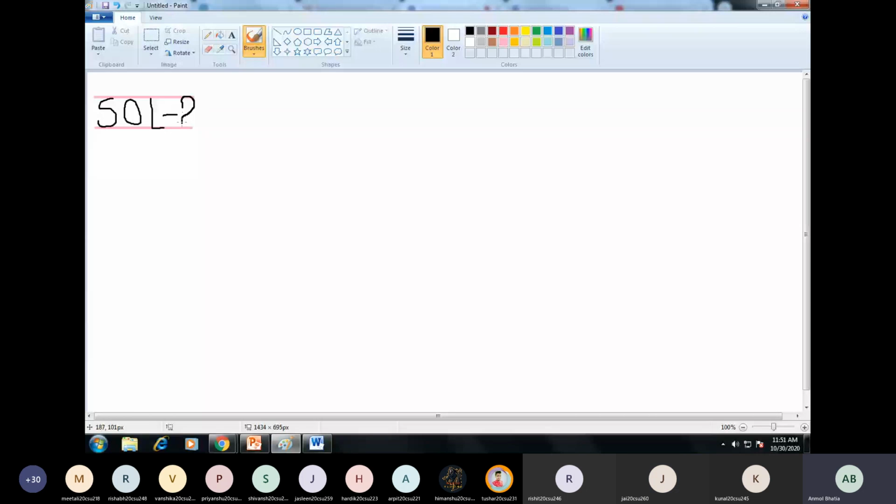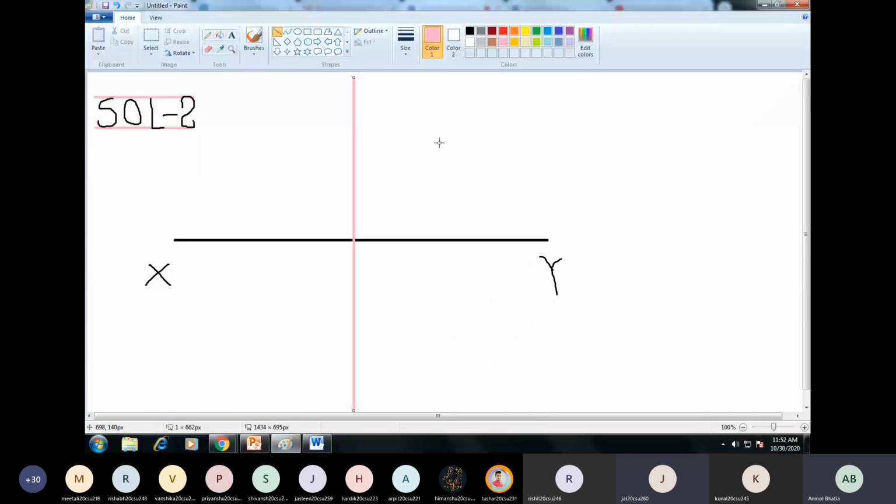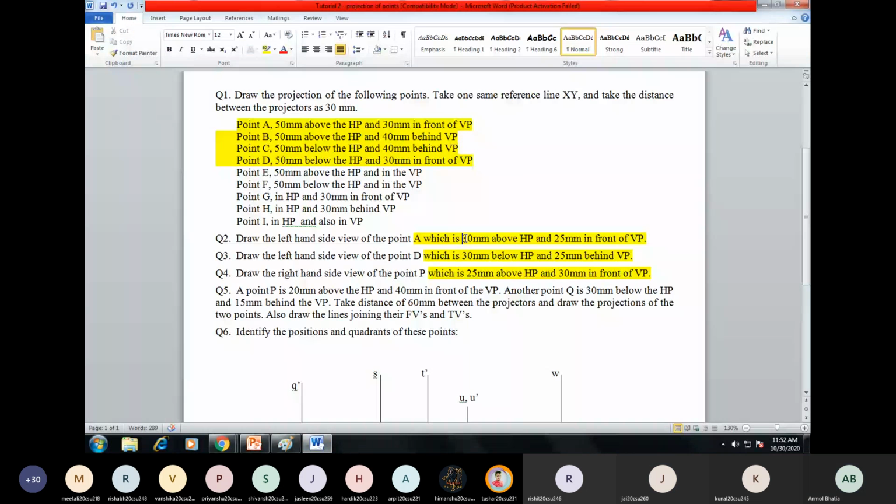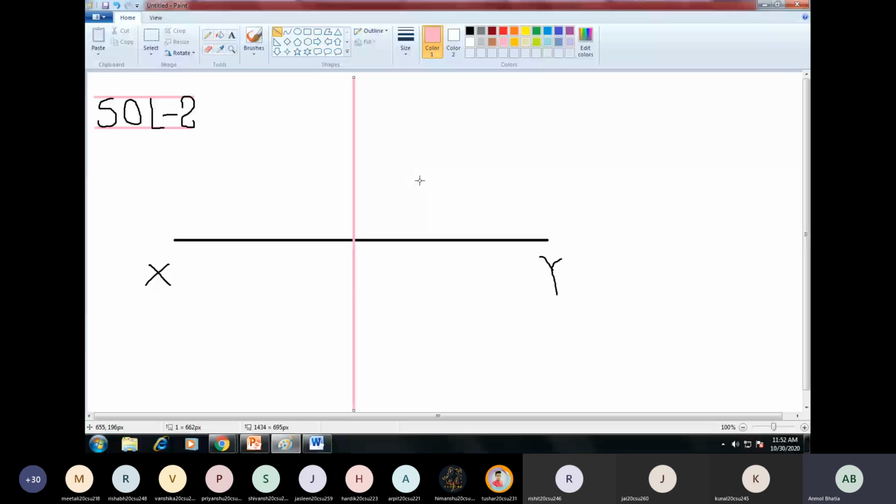So this is your solution number 2. For this, I'll use a line which is XY line, and I'll be using a projector with a light line. So this is my projector, and I have used a light line to make the projector. Now, as I can see that my object is in first quadrant, how do I judge that? It is written that it is 30 mm above HP and 25 mm in front of VP. Positions are clear? Positions are clear to you, what does above HP mean and what does in front of VP mean?